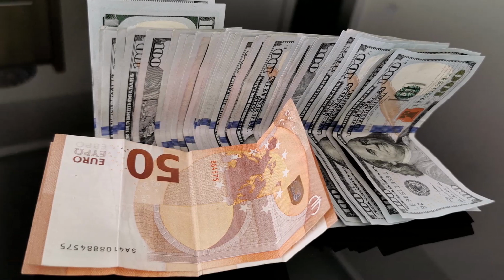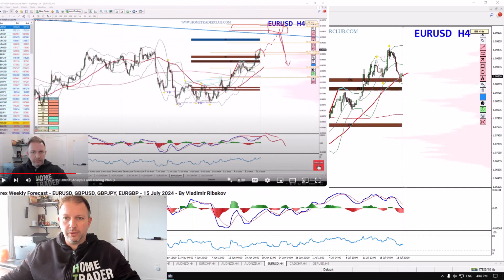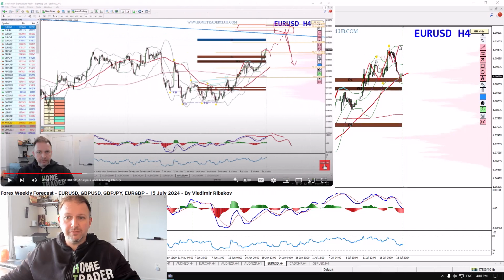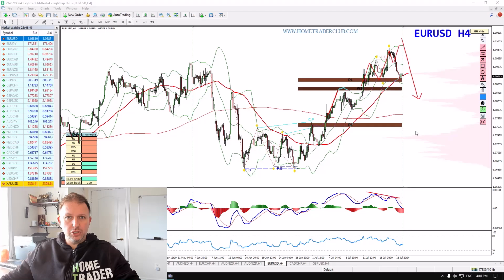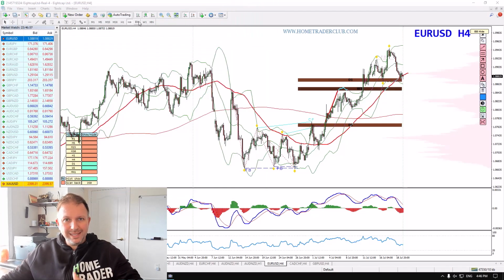The first pair for today, euro dollar. As you might remember, last week we were analyzing the euro dollar in a way that we expect to see a final rally, and from around 109.50, 110, the closer we get there, we should start to see a bearish move after the bearish divergence completes. The euro dollar follows our plan pretty much ideally, I would say.